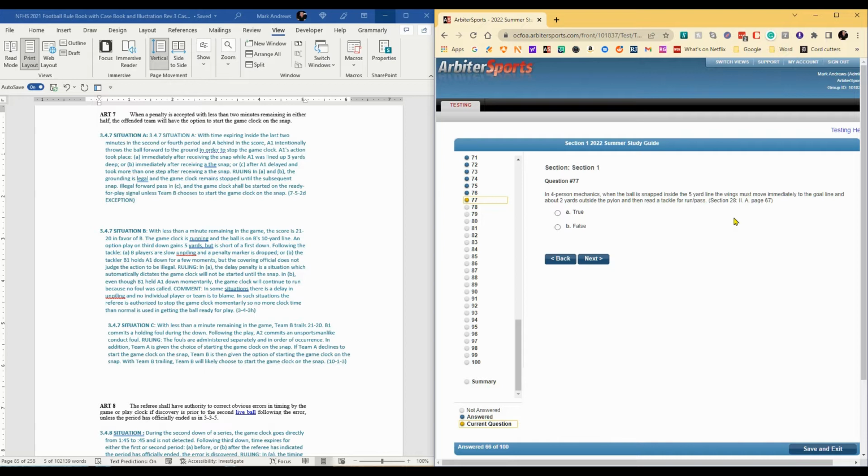If you're inside the 5, you're going to the goal. You're going to go to the goal line, and you're going to be back away from that pylon. So you don't have to move if the runner comes towards you and running towards the pylon. So this is true.